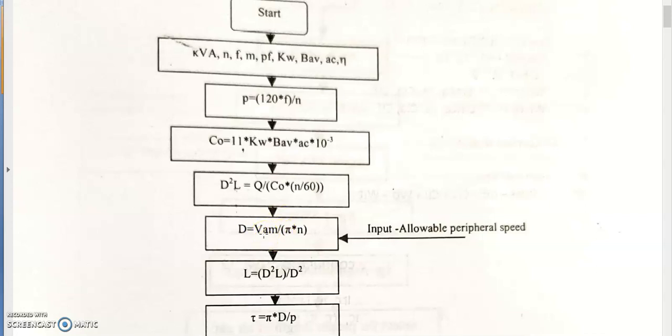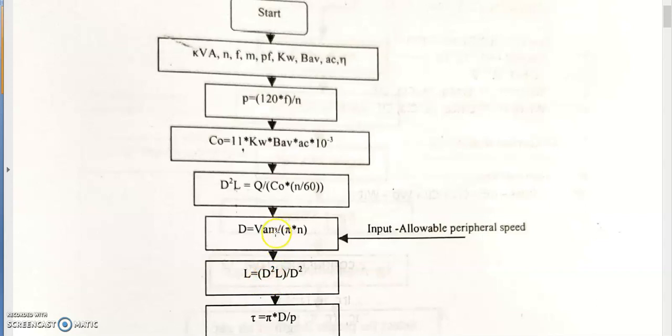Say, for example, the problem may state that peripheral velocity is not to exceed 100 meters per second. If 100 is the limit, then we select some 80 meters per second or 60 meters per second, two or three values like that, substitute them here, and find the D value for each. Once the D value is known, we can substitute it to get L first. So L is equal to the D square L value divided by D square. So we get the length of the armature. Thus we get the diameter and length of the armature.